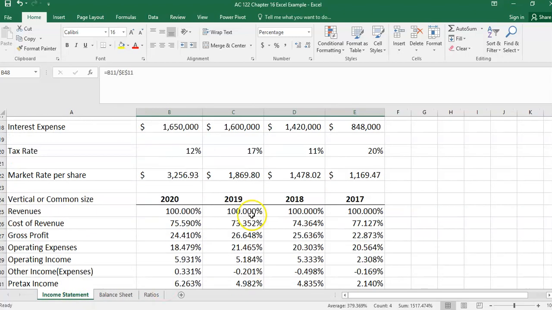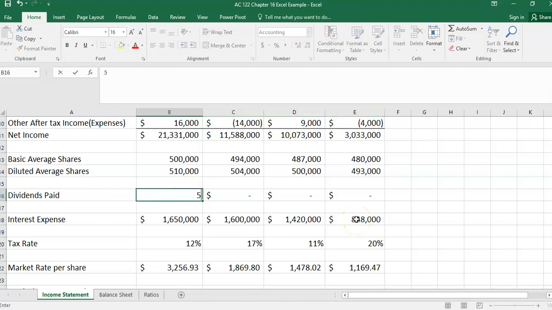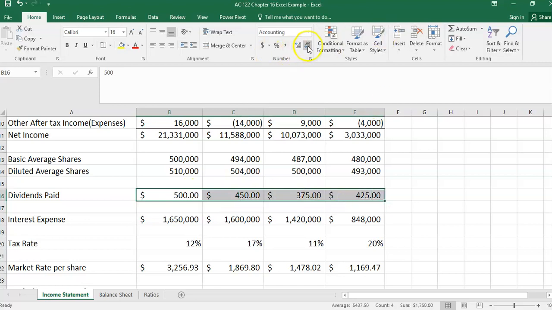So this particular company has never paid dividends and has said that they never plan to pay dividends, but just for the sake of doing these calculations, let's pretend that they have paid dividends. So I'm just going to make up some numbers.